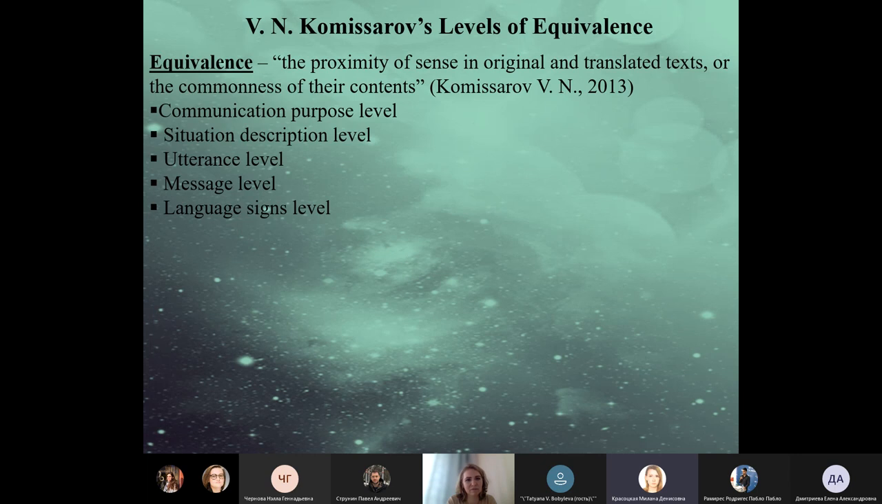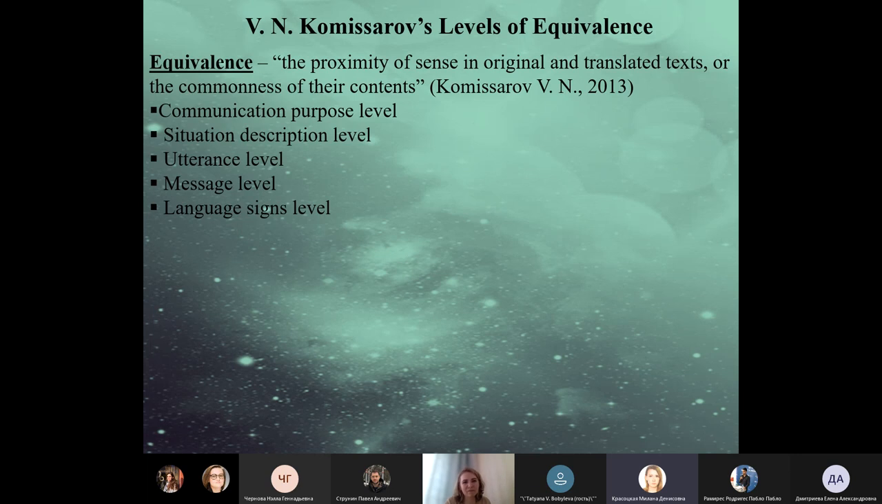In this research, we also used Komissarov's equivalence theory, where the scholar determined five different levels of relations between the original and translated texts. You can see them on the slide. They are communication purpose level, situation description level, utterance level, message level, and language sign level. Objectively speaking, full equivalence and analogs exist in both languages to a certain extent, and their usage depends on the translator's craftsmanship. However, since texts in different languages are not created in the same manner, the full preservation of contents in translation is limited. So, a little bit about all those levels.